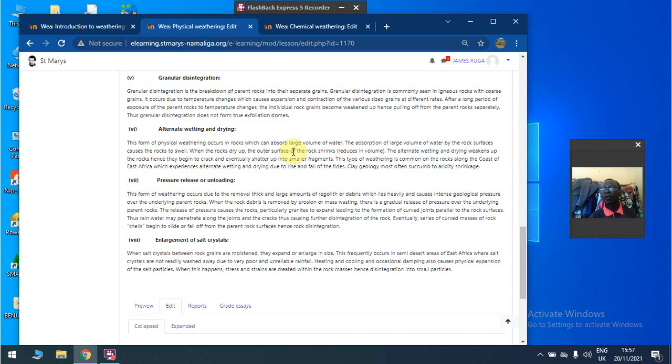This type of weathering is very common in the coastal areas where the sea level changes. When the sea level rises, the rocks adjacent to the coastline will absorb this water and expand. And when the sea level falls, the rocks become exposed above sea level, and they dry up and contract, and eventually the rocks succumb to aridity shrinkage. Another form of physical weathering is pressure release or unloading. Then lastly we have enlargement of salt crystals. But I will explain these last two physical weathering processes in our next lesson.